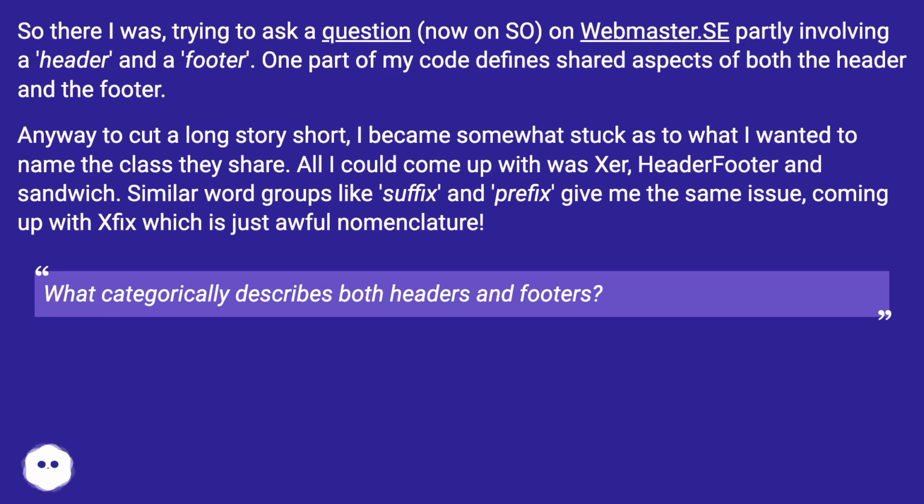Anyway, to cut a long story short, I became somewhat stuck as to what I wanted to name the class they share. All I could come up with was "header-footer" and "sandwich". Similar word groups like suffix and prefix give me the same issue, coming up with "affix", which is just awful nomenclature. What categorically describes both headers and footers?